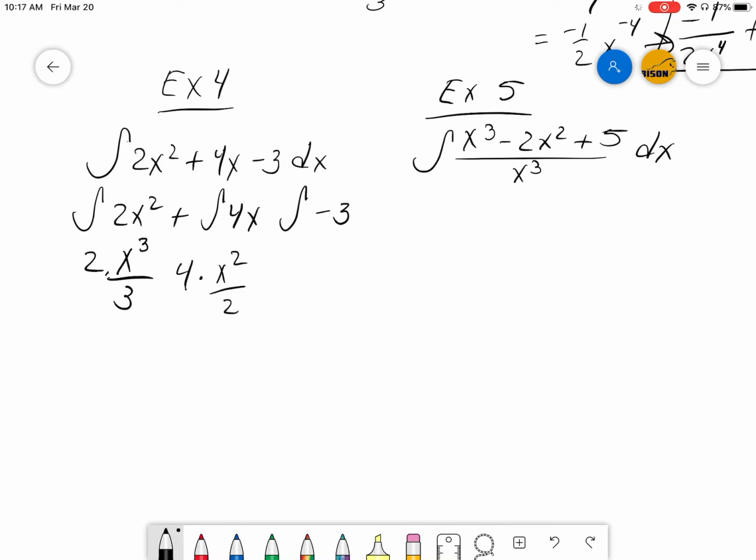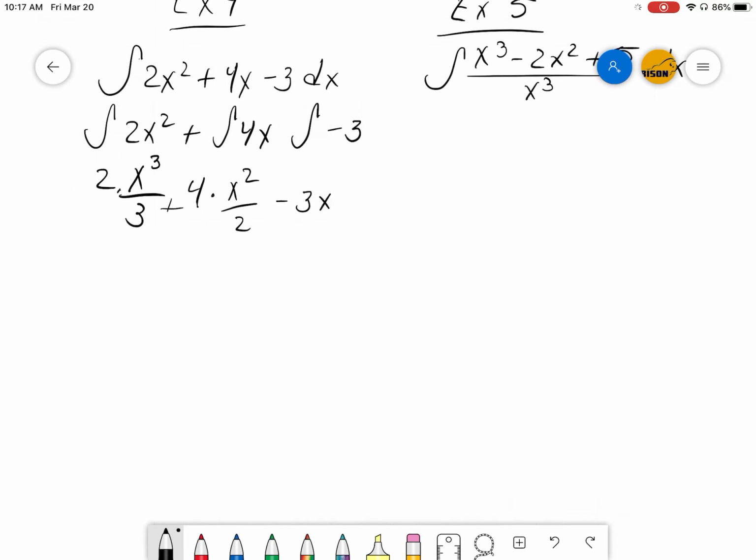Again, we'll make it look better in a second. Then I got the integral of negative 3, which would be more than likely just adding an x on it because that's a constant. So minus 3x. Let's make these look better.